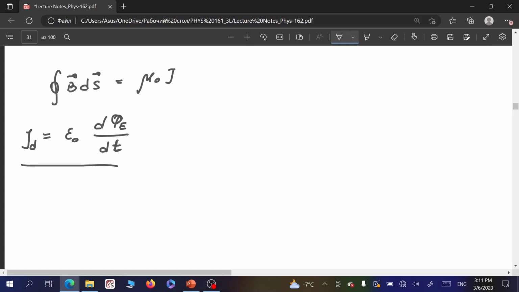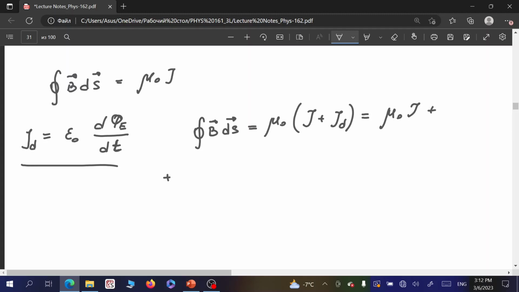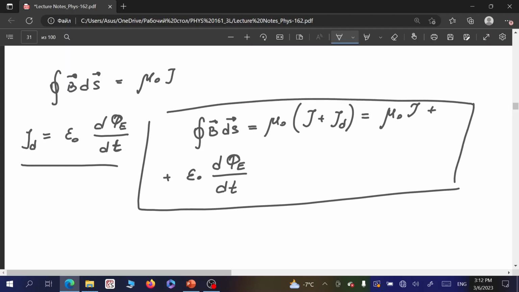And in this case, we can represent the Ampere's Maxwell law as follows: the integral of the scalar product of the magnetic field vector B and ds vector is equal to mu naught times conductivity current plus displacement current, and that will be equal to mu naught times conductivity current plus epsilon naught dΦe over dt. So this is Ampere's Maxwell law.